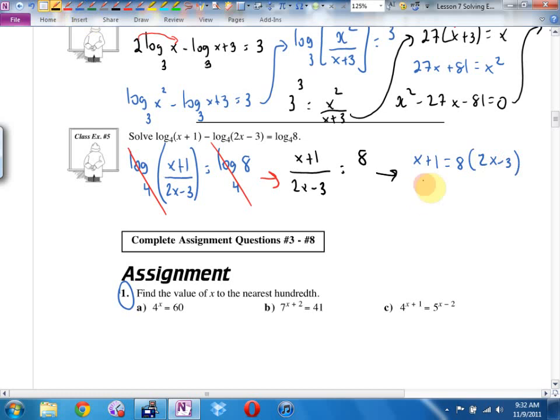You're going to get a 15x, and you're going to get a 25 over here. When you minus x from both sides and plus 24 to both sides, you're going to get x equals 25 over 15, which is really, in lowest terms, 5 over 3.